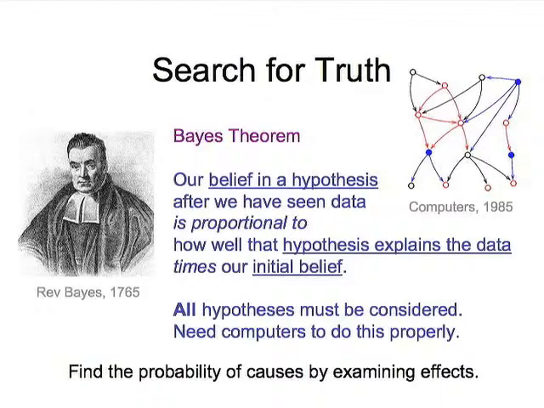That's reasoning from hypotheses to observations. That's what most of math and logic is set up for. What Bayes asked was, how do you reason backwards? How do you figure out the causes? How do you look at the causes by examining the data?